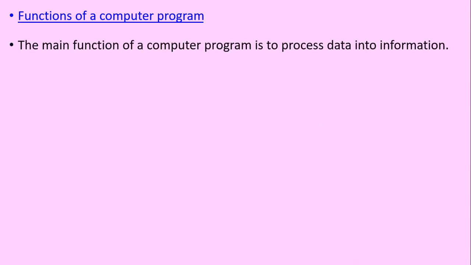What are then the functions of a computer program? The main function of a computer program is to process data into information. When I refer to the term data, I am referring to the raw facts and the figures that have no meaning to the user, while information is processed facts that are meaningful to the user.